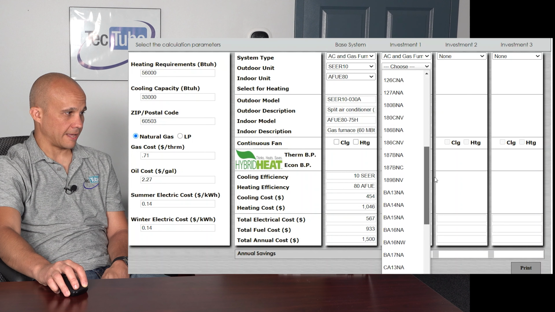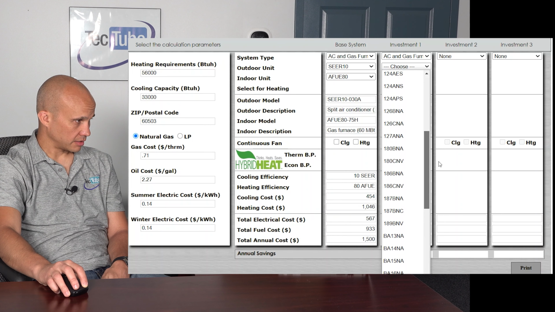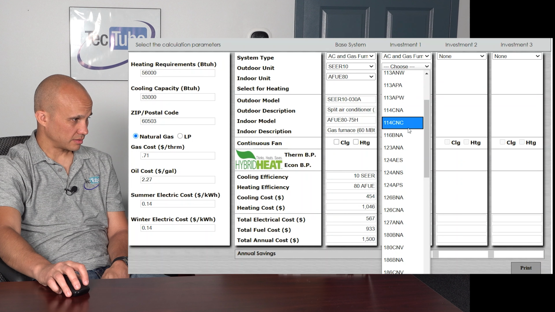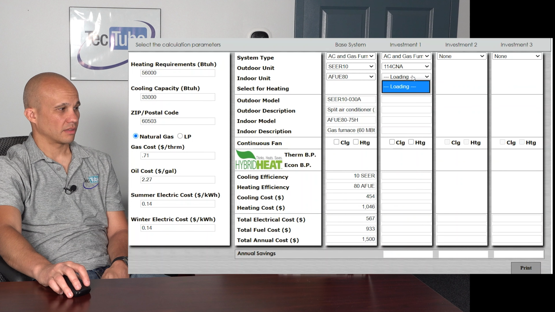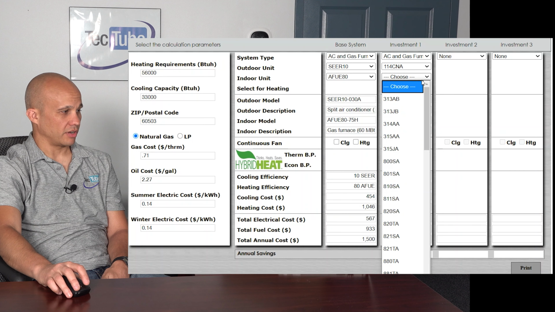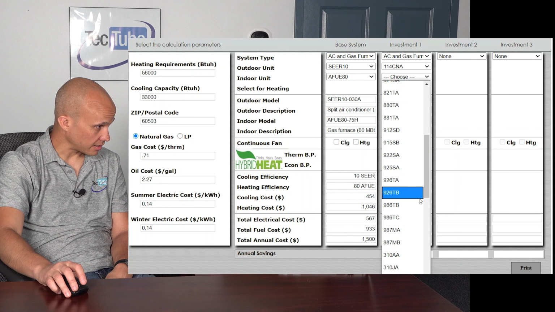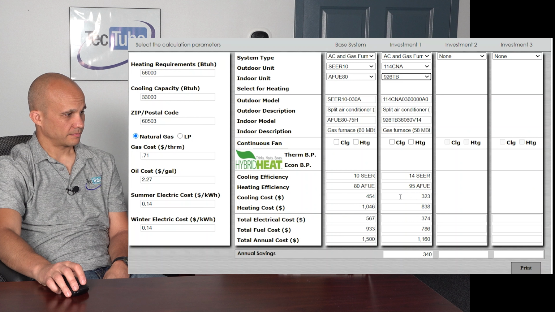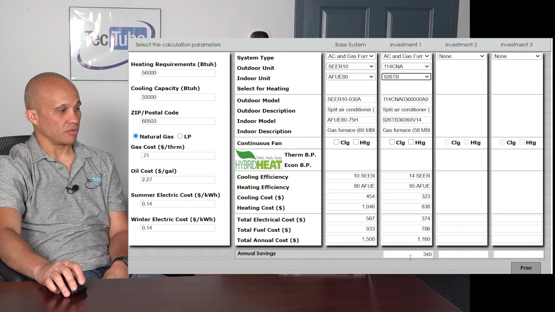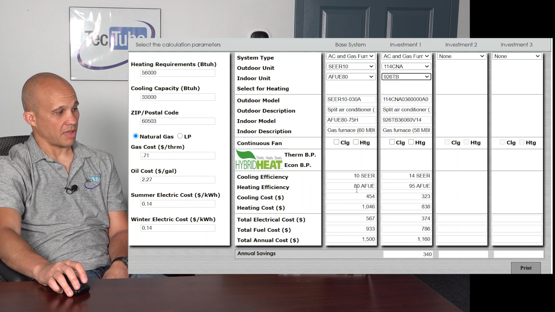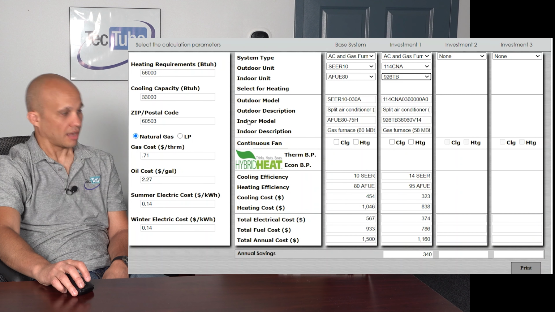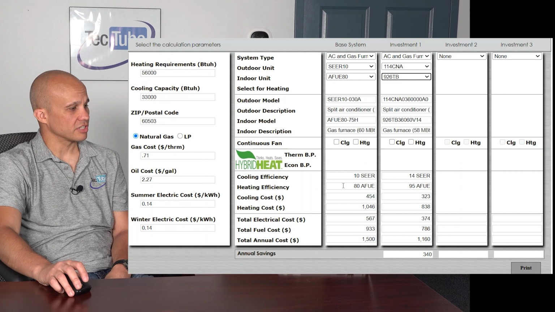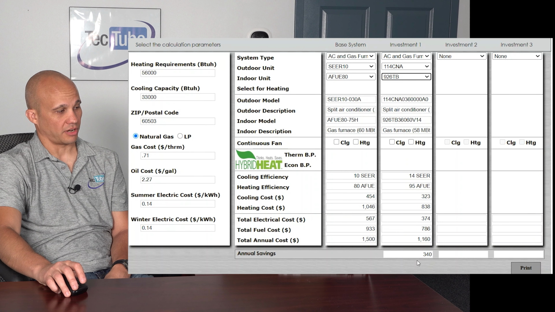Let's pick something kind of middle of the road-ish. Let's pick a 14 SEER system, and then I can pick my furnace, and let's pick some basic 96% efficient furnace. This is going to show me down here, by doing that upgrade, going from 10 to 14 SEER, from 80 to 95 or 96%, what do I have, 95%? For this load system, I'm going to save $340 a year. And I can look and see the individual breakdowns as well.